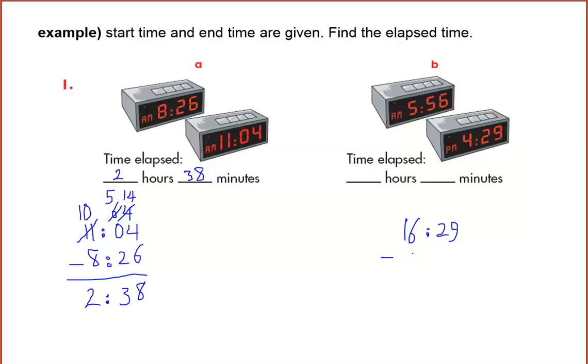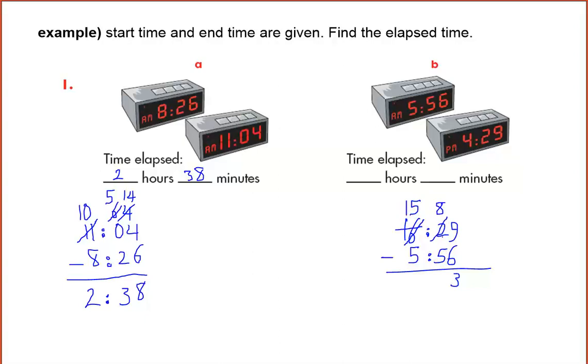So I subtract it by 5:56. Now 6 can be taken out of 9, but 5 cannot be taken out of 2. Again I need to take 1 from hour, so I need 1 hour here. Let me rewrite this as 15 hour here. So when 1 hour is broken, 6 tens of minutes will be added, or 1 hour is equal to 60 minutes. So I turn this 2 into 8.